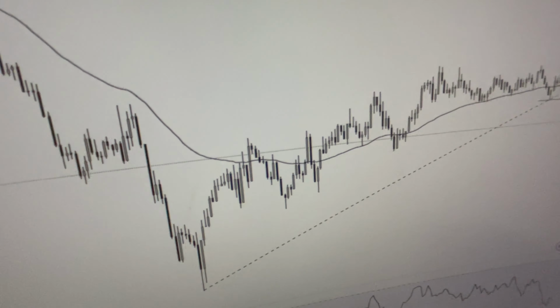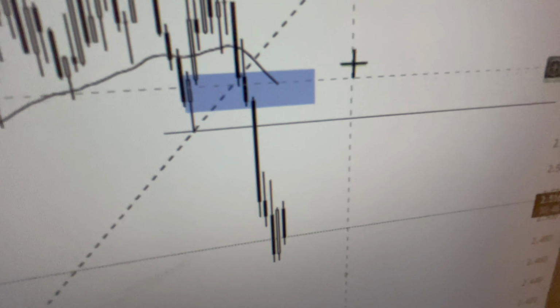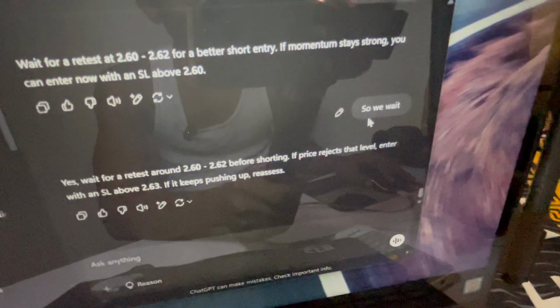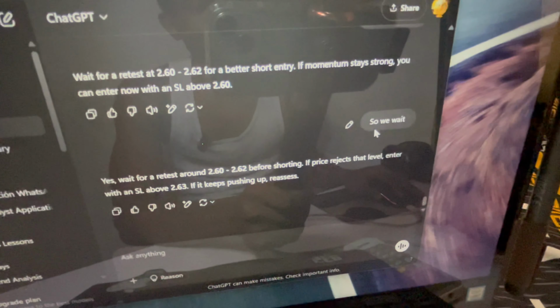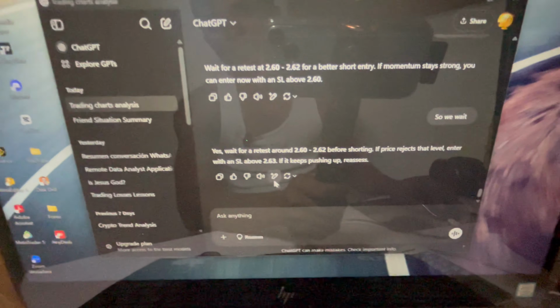Okay, this is where ChatGPT is saying we should wait for. So ChatGPT is telling us to wait for 2.60 or 2.62. I told him that we'll wait, that means we are going to wait for exactly what he said. And this is what it said again.